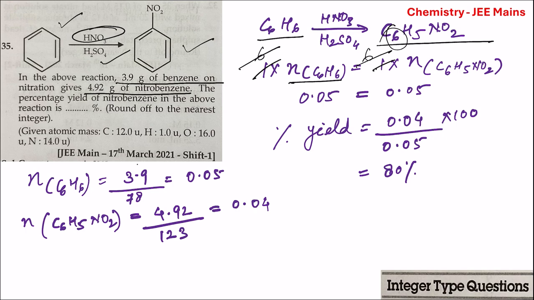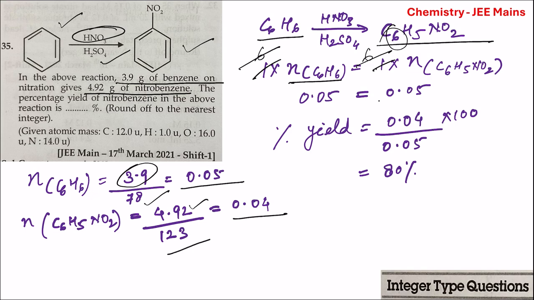अब moles of benzene कितना है? moles of benzene हो जाएगा weight of benzene, that is 3.9 gram, divided by molecular weight of benzene, that is 78, and this is equal to 0.05 moles. And moles of nitrobenzene हो जाएगा weight of nitrobenzene, that is 4.92, divided by molecular weight of nitrobenzene, that is 123, तो ये हो जाएगा 0.04 moles.